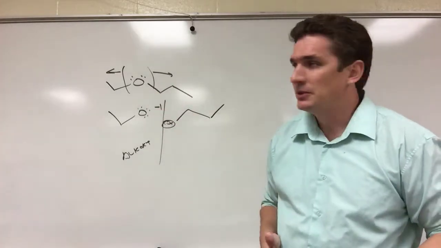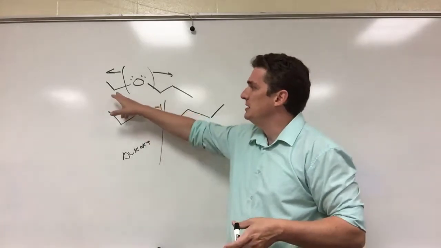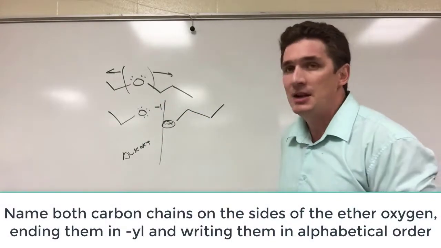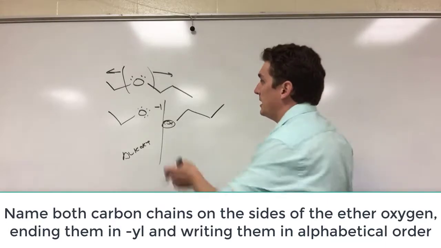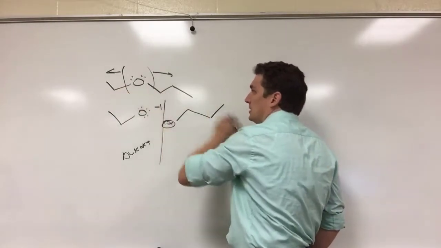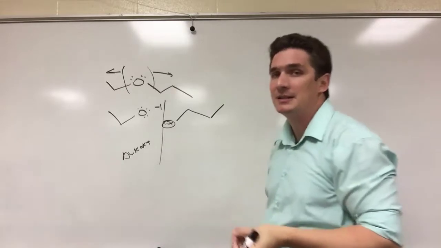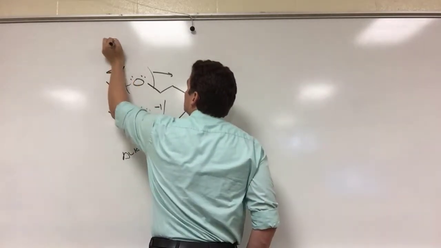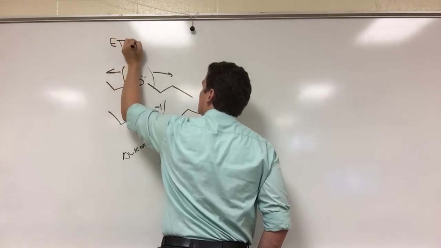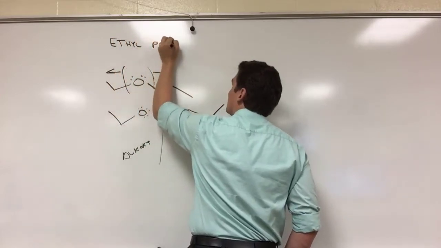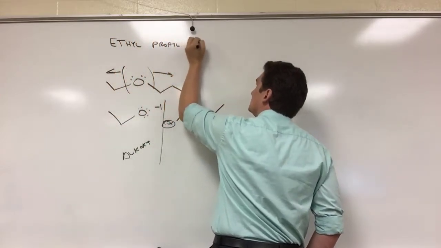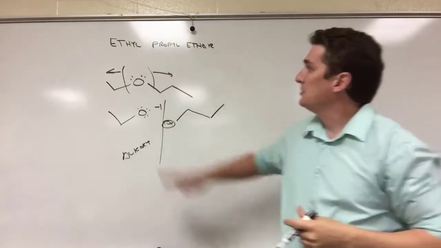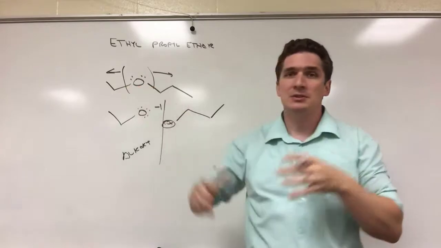For the functional class, what you're going to do is name the carbon chains on opposite sides of the ether group. Now, you're going to do this in alphabetical order. So we have an ethyl group and a propyl group, and we're going to use the YL to designate that they are alkyl. And so this is ethyl, propyl, ether. So we have an ethyl group, a propyl group, and the ether sitting between the two.